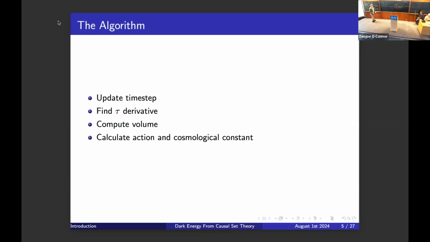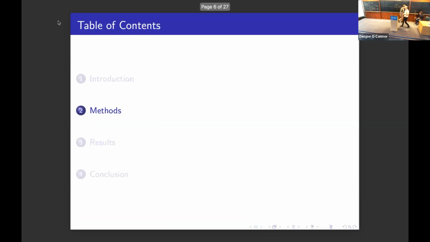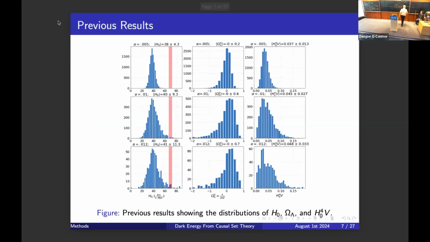I'm going to hand it over to Adam now to talk about what we did to this. So then what we'd like to know is what were the results of this model before we made any changes to it? This is the Hubble parameter here, and this is the frequency of how many runs we had. And this band here is the value of the Hubble parameter today that we accept it to be, so it's between 67 and 72.